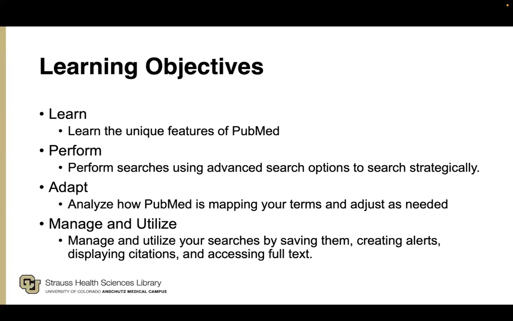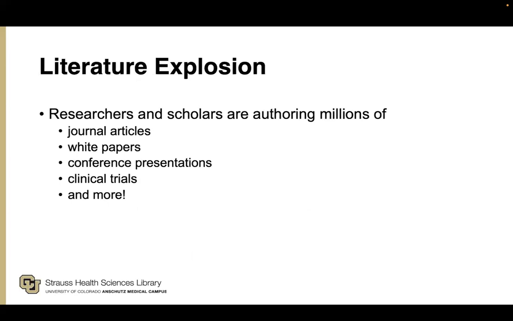To get started, I like to zoom out a little bit and just think about the landscape of searching in general. We currently are living through an explosion of scientific literature, and literature is kind of just a catch-all term for a lot of the publications that are coming out about the different research that people are doing in the field of health sciences. Researchers are authoring millions of publications every year. Some of these are journal articles, some are white papers, some are conference presentations, some are clinical trials, and some are other types of publications that aren't covered here.